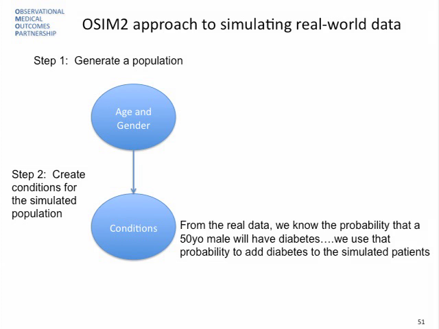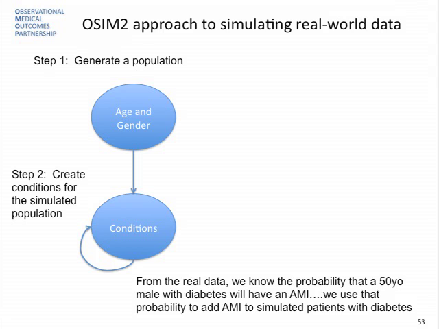And then additionally, from the real data, we know that patients who have disease X may well develop disease Y. So we know the probability that a 50-year-old male with diabetes will subsequently have a myocardial infarction. So we use that probability to add additional conditions into the simulated patient to build up the problem list, if you will, over time for these individual patients.